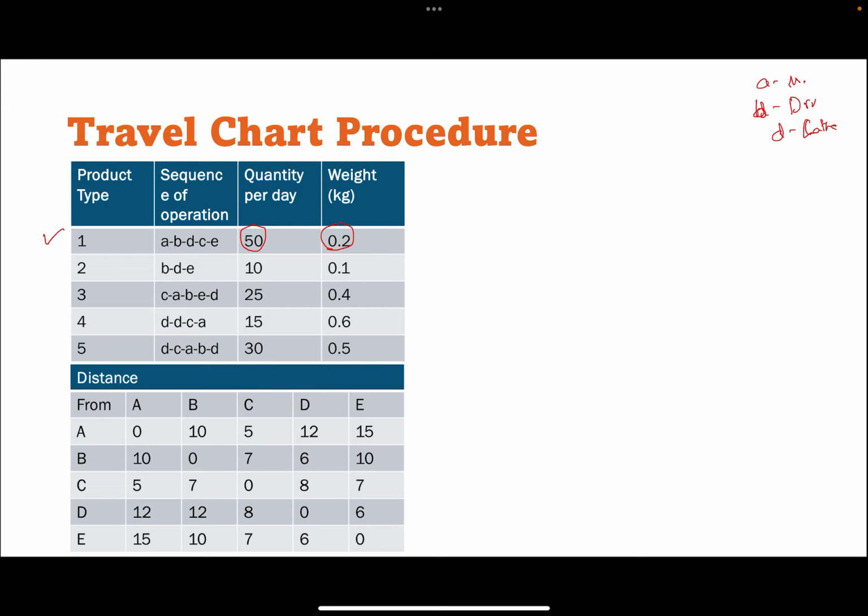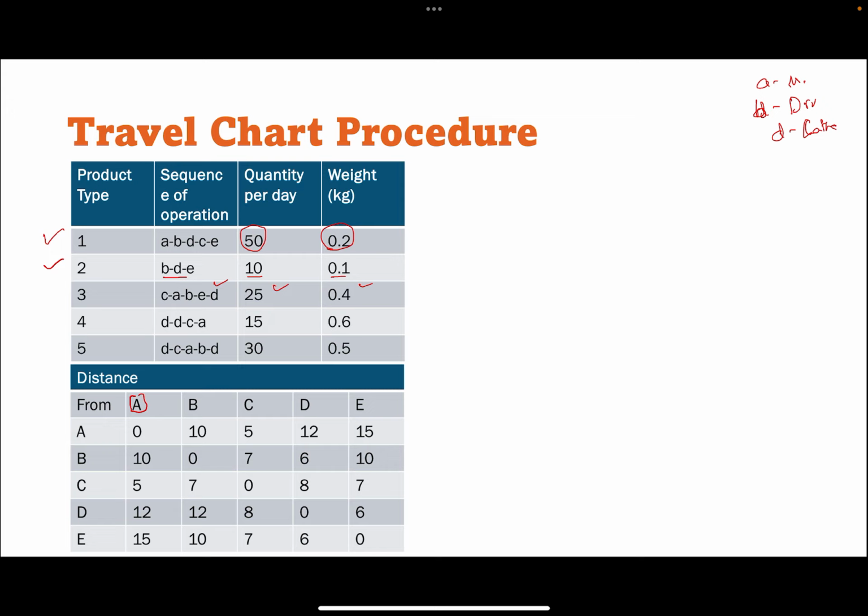For product type 2, the operation sequence is B, D, E. That means the quantity is 10 and the weight is 0.1. Like that, there are 5 types of products made, and the operation sequence is given, and also the quantity and the weight transferred are given. Then the workstations are given by A, B, and C. These are the shops, and the distance between the shops is also given. You can get this from the table.